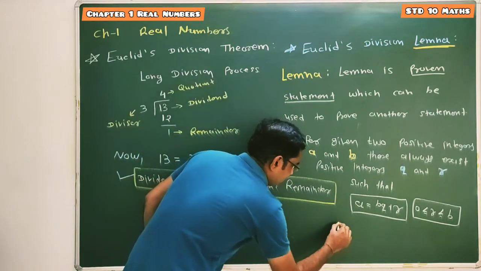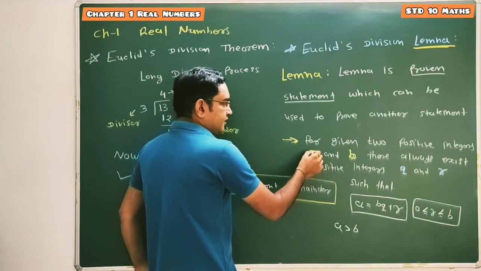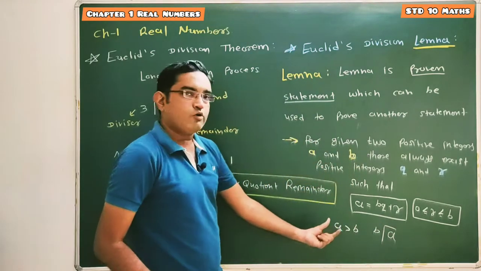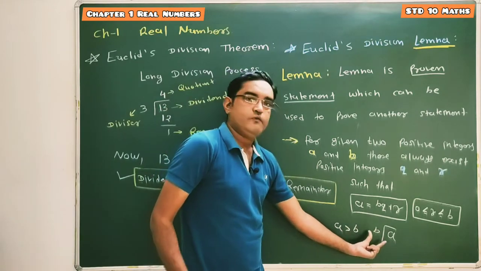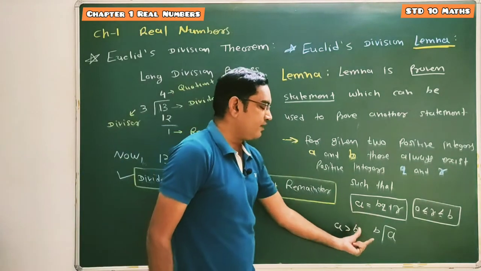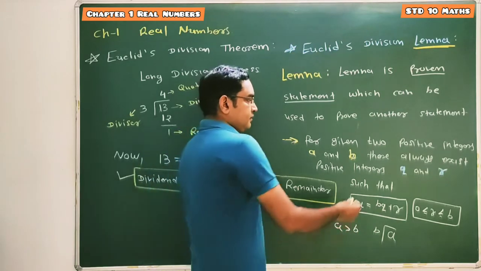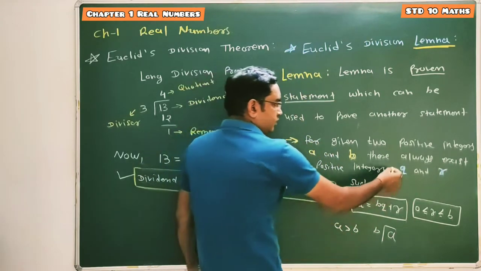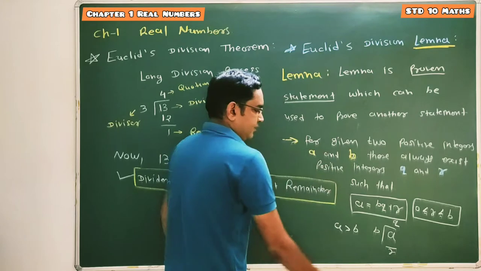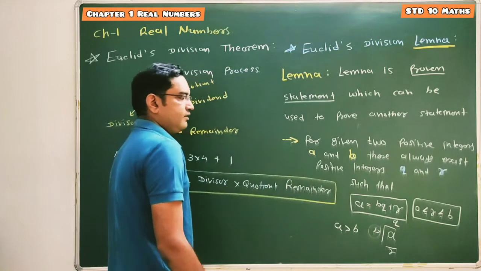Here the condition is a is greater than b, and we are dividing this given positive integer a with b. For these two positive integers a and b, if we consider the long division process, where a is greater than b and we divide a by b, we get another two integers q and r, such that q is the quotient and r is the remainder. The remainder is always greater than or equal to 0 and less than the divisor.